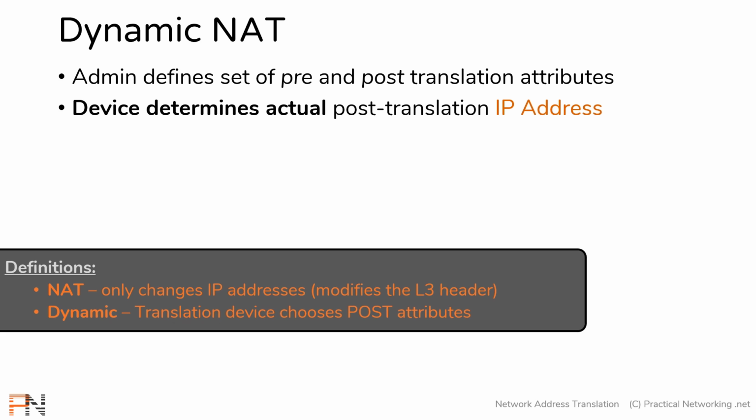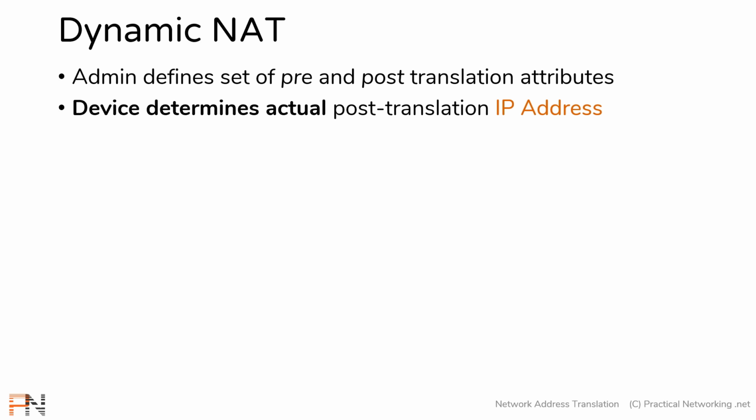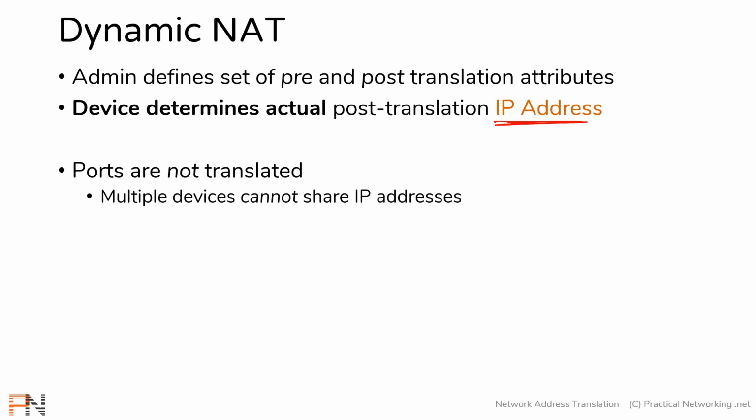Now this is very similar to a dynamic PAT with one exception. In a dynamic NAT, we are not translating the ports. Again, a NAT only translates IP addresses. The effect of this is that we cannot share a single IP address amongst multiple devices. Every device will have its own IP address for the duration of the dynamic NAT translation. So let me show you how that works.